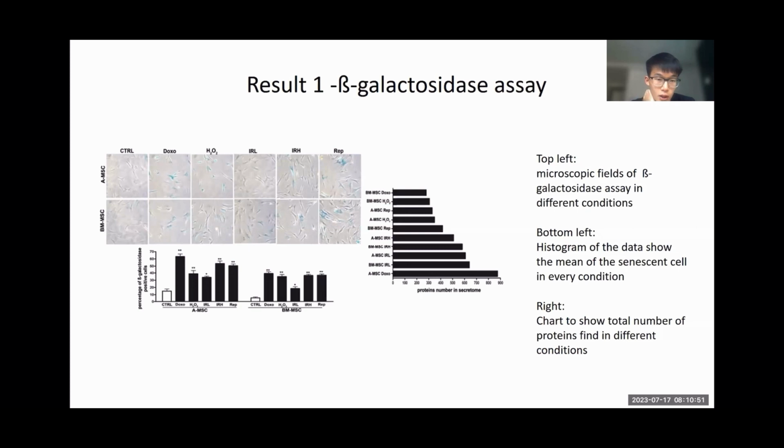And the blue staining is basically the senescent cells, and the bottom left is the mean of the cell senescence in different conditions, and the right one is the total number of proteins that were defined after they induced the cell senescence treatment. And you can see adipose MSC, that's a ribosomes, contain the most protein after the treatment.